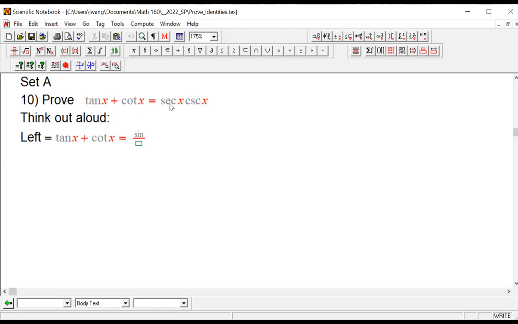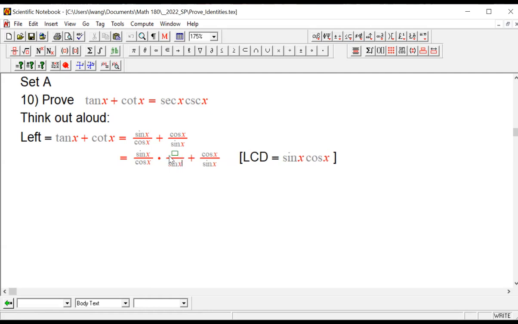So here I'm going to have sine x over cosine x, plus cosine x over sine x. Then what am I going to do? Naturally, you would think of finding a common denominator. The common denominator, or LCD if you like that word, is sine x times cosine x. On the first term, I already have a cosine x, so I just need the sine x in the denominator.